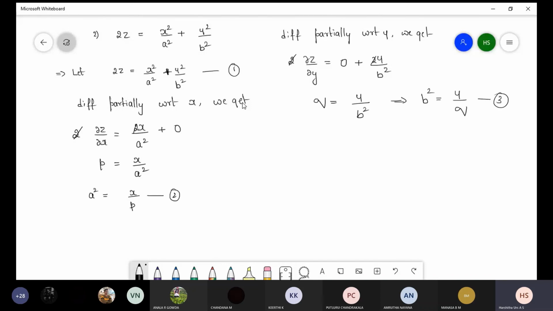Both I will substitute in equation 1. So I write 2z as it is. In the x square place, I write x square as it is. In place of a square, I write x divided by p. In the y square, I write it as it is. In place of b square, I write y by q. So x will get cancelled. 2z is equal to, this p will go to the numerator, so it becomes xp plus, again this q will go to the numerator, yq. This is the required partial differential equation.